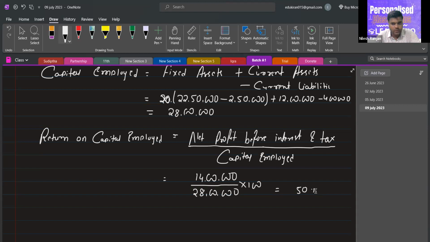There is a question related to balance sheet also given. Actually, there is some information like non-current investment, 10% investment, 10% non-current investment. Both are given.